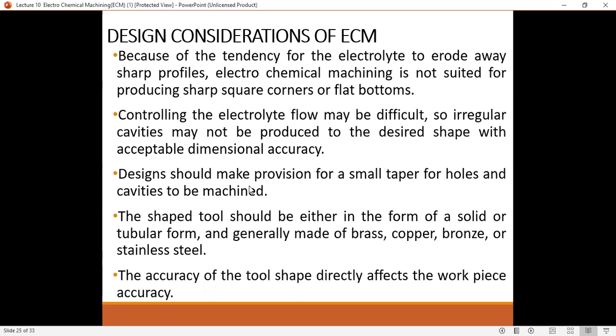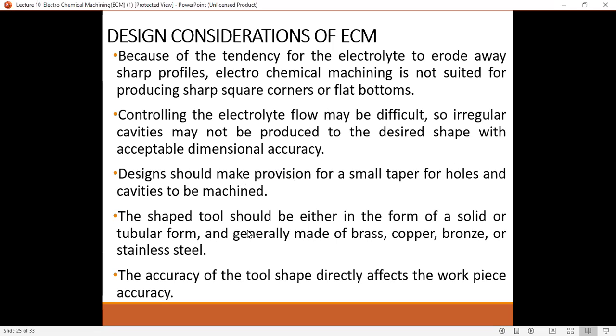Design should make provision for small taper for holes and cavities to be machined. So when you design your parts, your final product, if you have a hole, then the hole will have a taper. It will not be a straight hole. So you have to make that provision. Make sure that when you design a product, you should expect that the product produced using the ECM process will have a tapered hole.